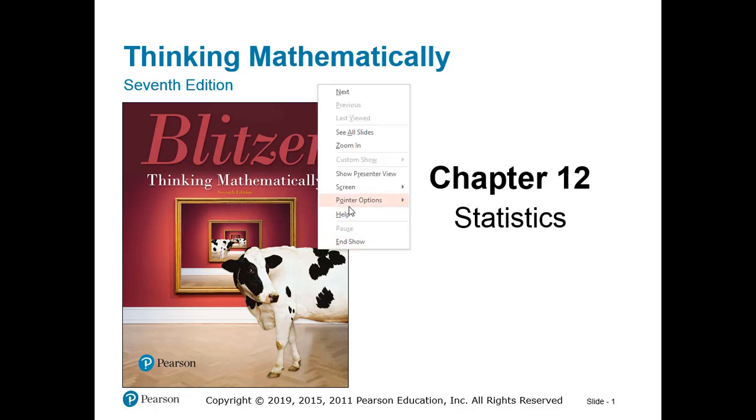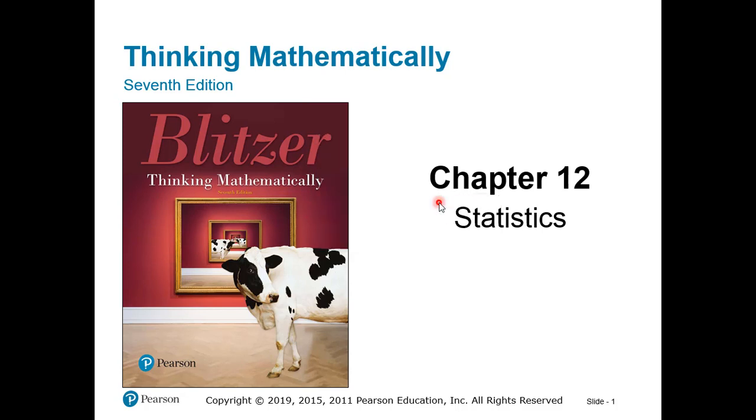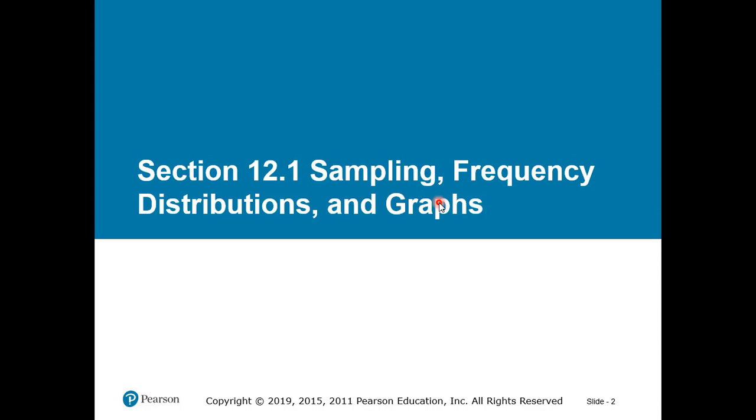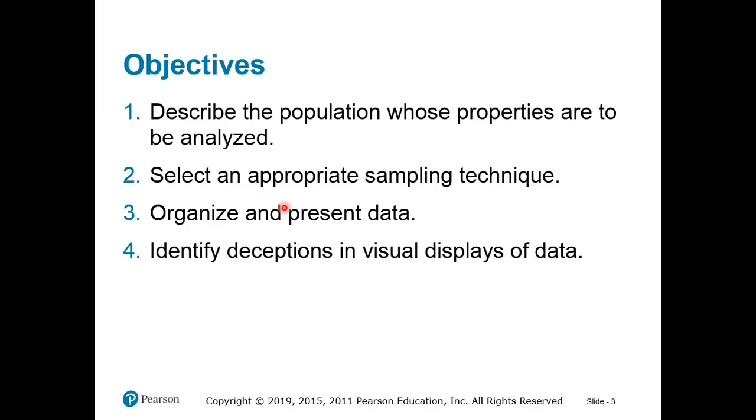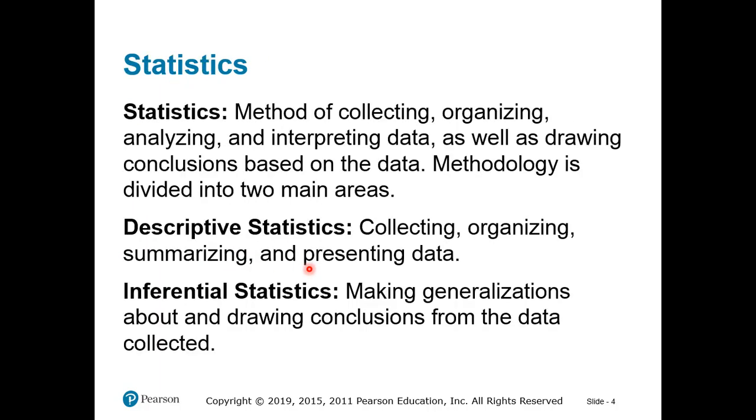Okay, welcome back, class. Today we're going to start the last chapter, chapter 12 on statistics. In section 1, we're going to talk about sampling, frequency distributions, and graphs. We're going to talk about how to describe the population whose properties are being analyzed, select an appropriate sampling technique, how to organize and present the data, and identify deceptions in visual displays.